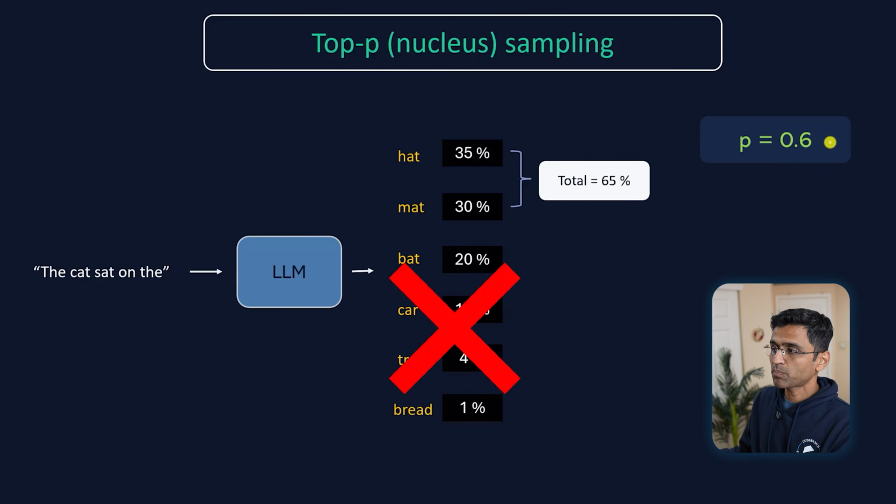If the threshold is 0.6, then you will be restricted to this. So you are taking the cumulative probability: 0.35 plus 0.30 is 0.65, which is greater than this. Then you just stop there and randomly pick from one of these 2 words.